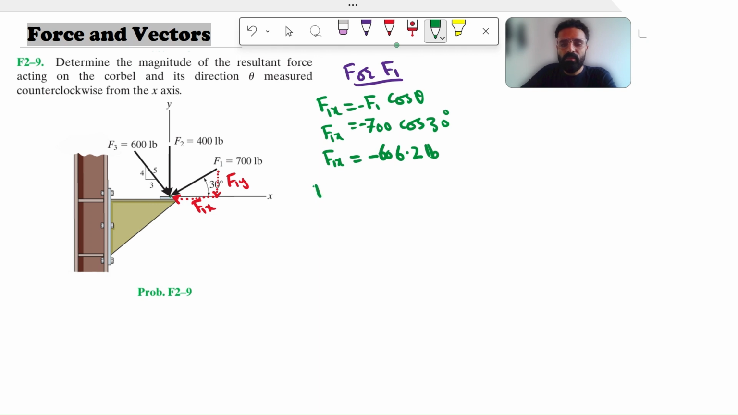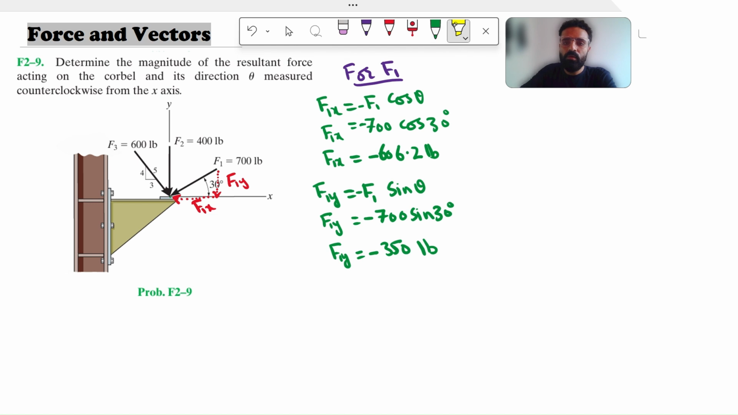Now for F1y, the vertical component, I will be applying the sine theta formula. So it will be F1 times sine theta. The F1 value is 700 and theta is 30 degrees. Its direction is also downward, so it will be negative. So F1y will be equal to minus 350 pound. So we found the horizontal and vertical components of the F1 force, F1x and F1y. These are the rectangular components of this F1 force.